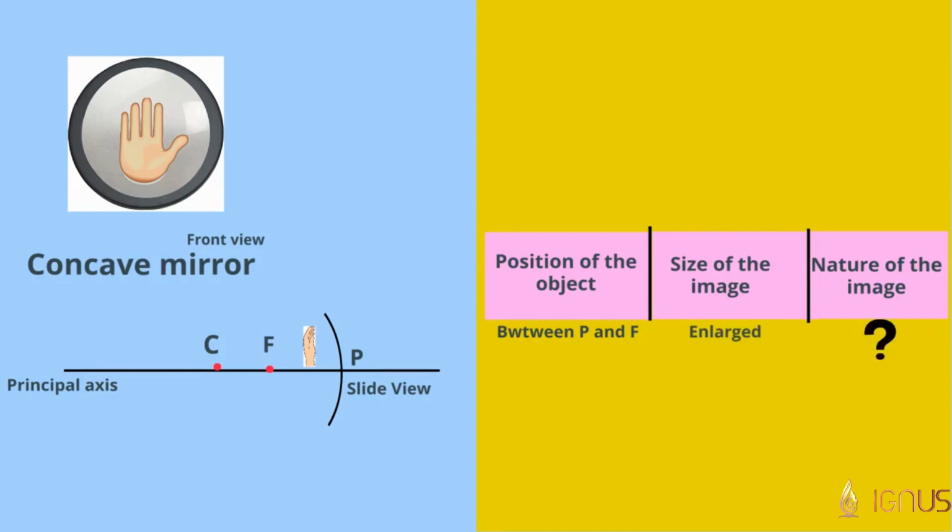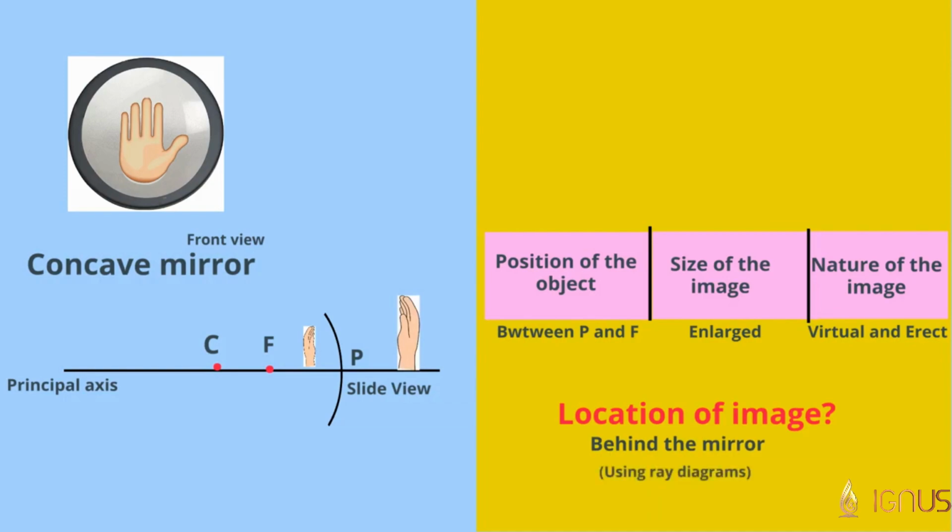What about the nature of the image? Yes, it is a virtual image. It appears to be formed behind the mirror. Where is the location of this image? It's a virtual image, so it does not have any location. It only appears to be formed at a location behind the mirror. But we will find that location using ray diagrams.